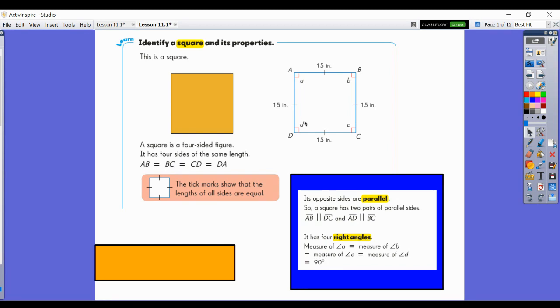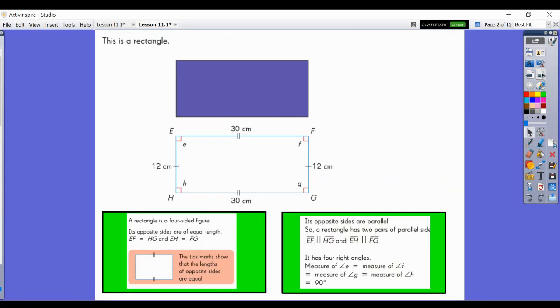Okay, so we know that the opposite sides are parallel. We learned in our last unit our parallel sign, which is right here. So line segment AB is parallel to line segment DC, and line segment AD is parallel to line segment BC. We already know that it has 4 right angles and that the measurement of each of the angles, A, B, C, and D, are all going to equal 90 degrees.